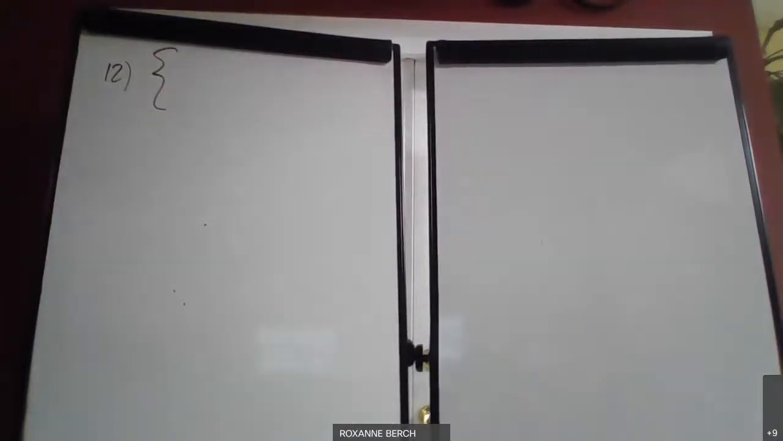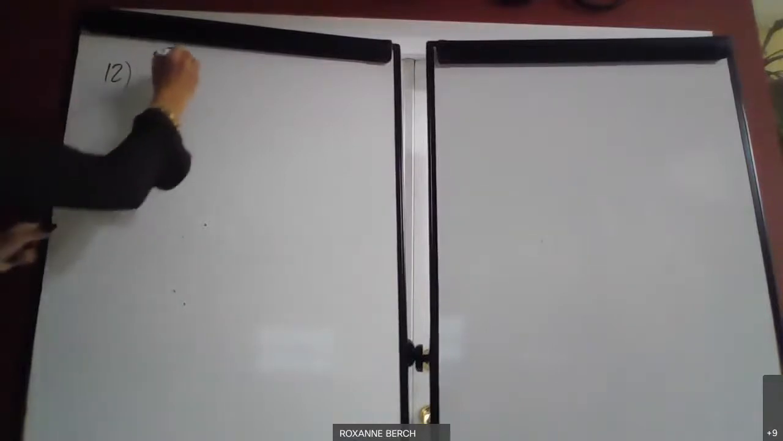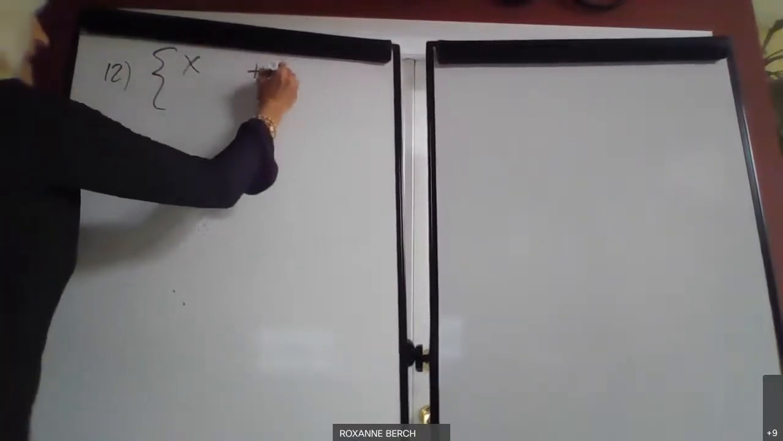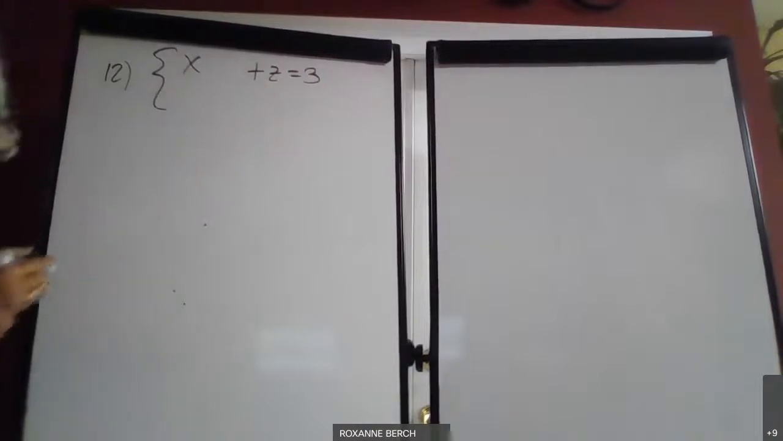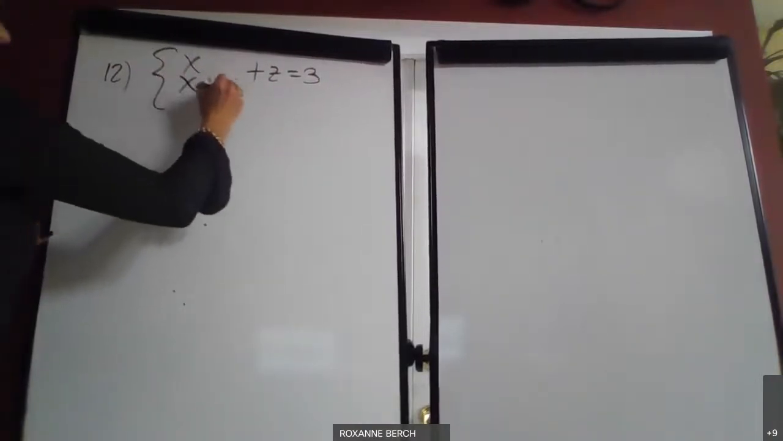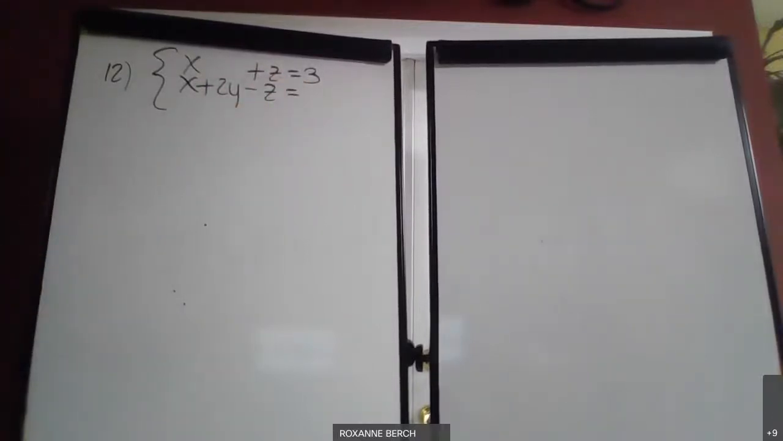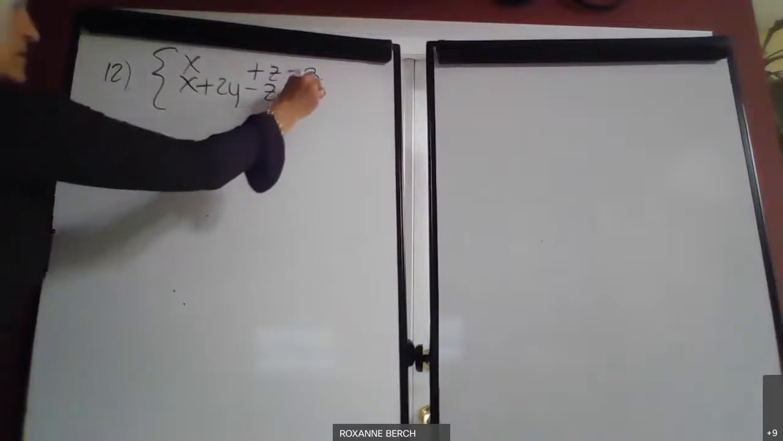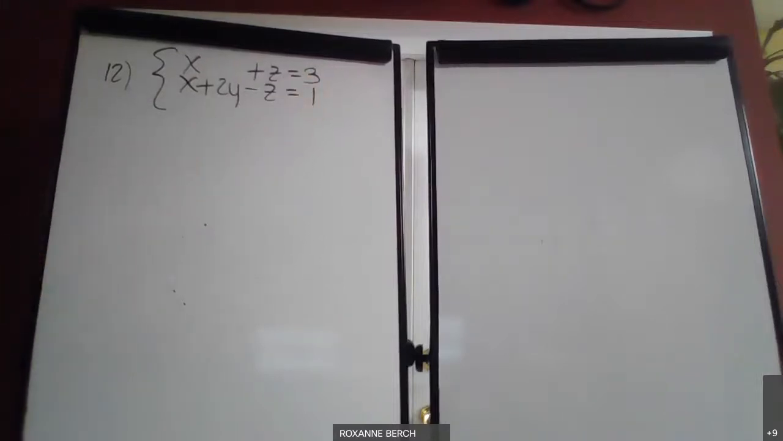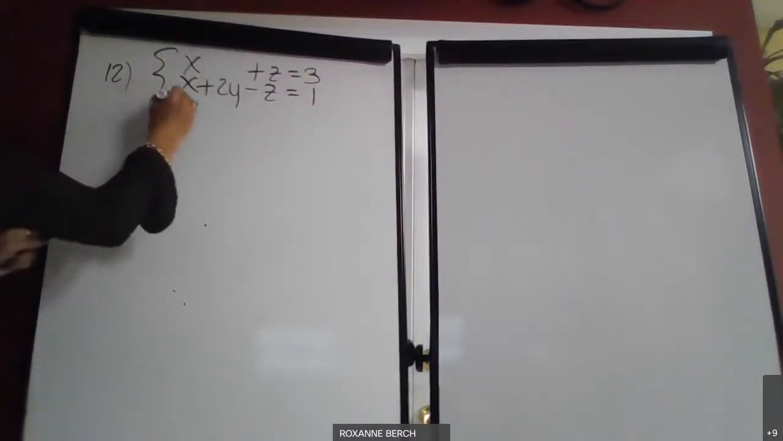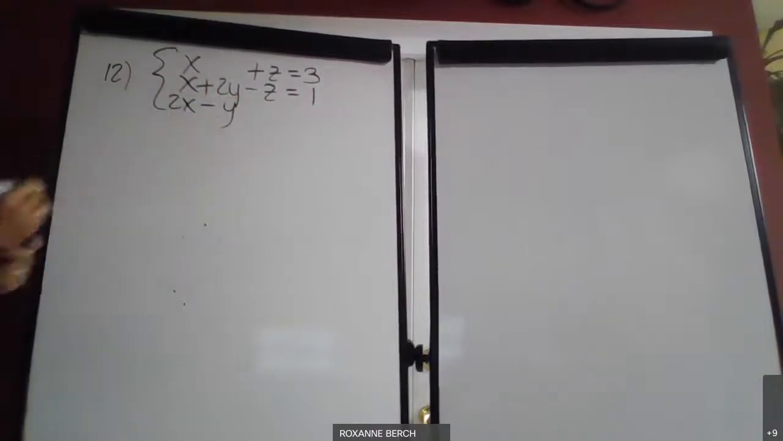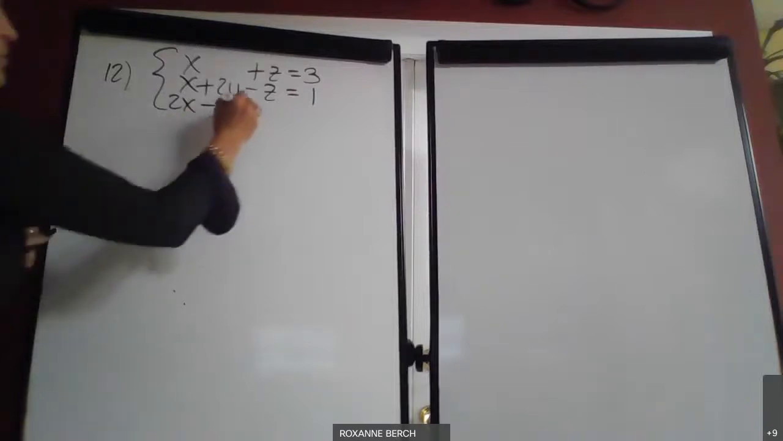So in number 12, you have x plus z equals 3, x plus 2y minus z equals 1, and 2x minus y plus z equals 3.